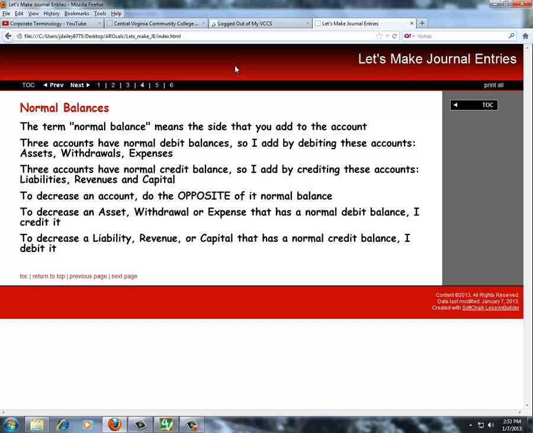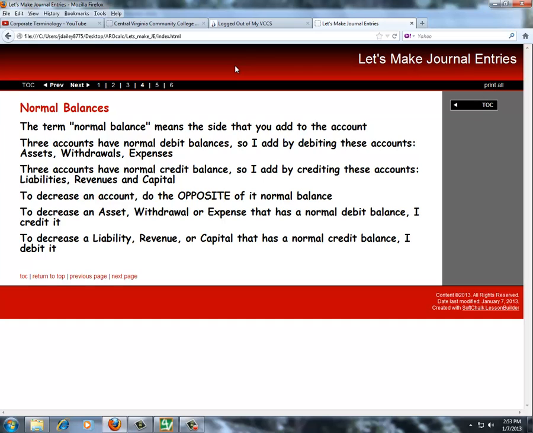3 accounts have normal credit balances, so I add by crediting to these accounts, and they are liabilities, revenues, and capital. And so because they have a normal credit balance, if I credit them, they will increase. The rule of debit and credit means that if I do the same thing to an account, debit accounts with normal debit balances, I increase it, or credit accounts with normal credit balances, I increase it.